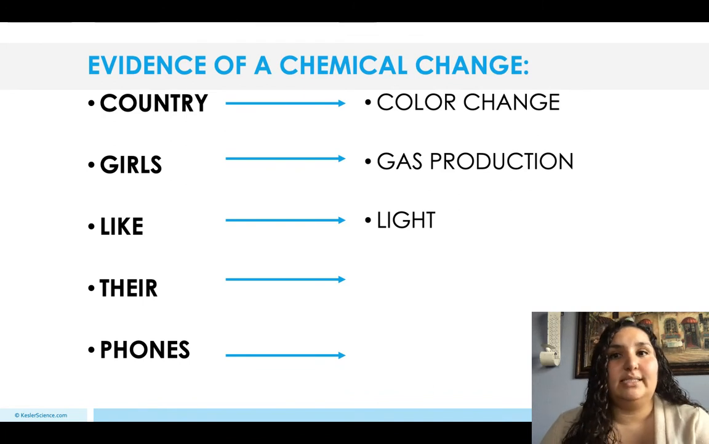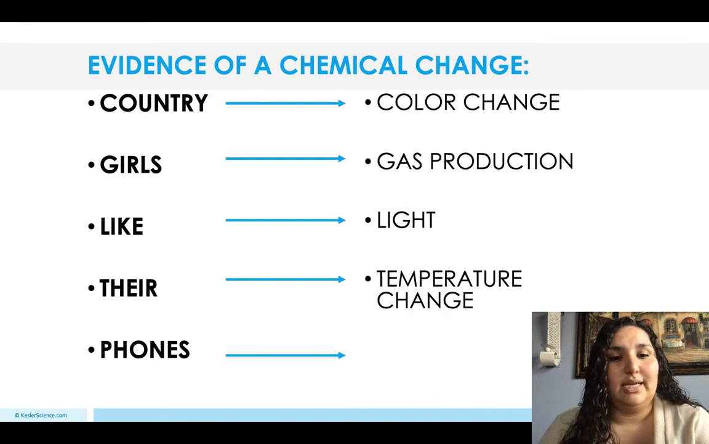Fireworks, that is a chemical change. Okay, so there was light produced. T, temperature change. So if it was an exothermic reaction, meaning it got hot. Endothermic is it got cold. There was some sort of temperature change. And lastly, P is precipitate, those solids that are formed sometimes at the bottom. Normally they tend to sink, precipitate.